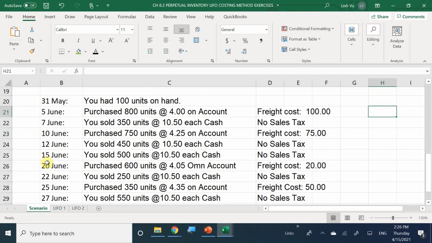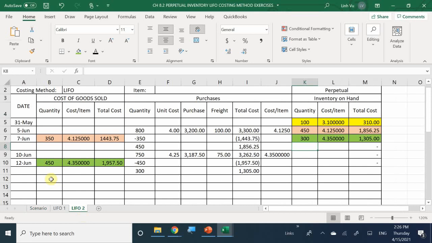All right. So then what has happened next? On June 15th, again, we sold 500 units at 1050. All right. So we sold another 500 items. Okay. So here it is now June 15th. We sold a total of 500 units, right? So let's look at our batches. How many batches do we have? 3. So where are we going to take out from first?